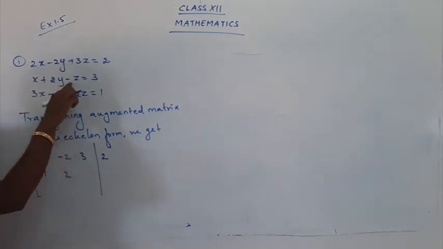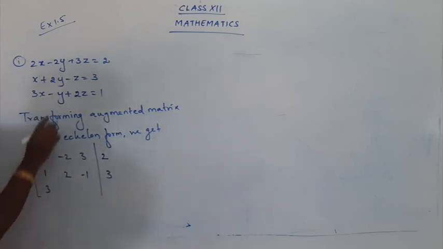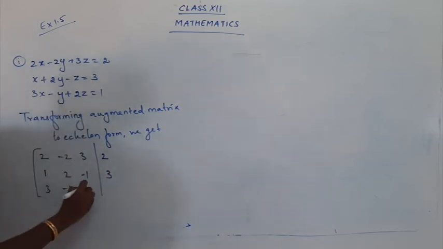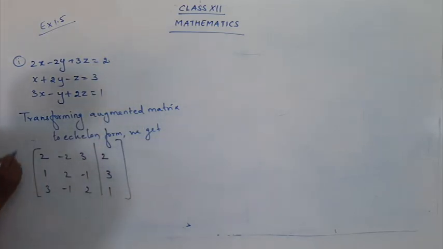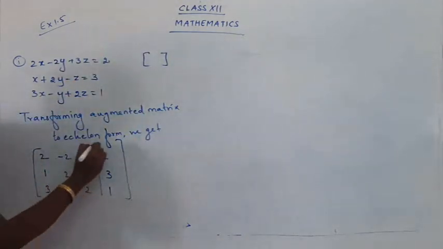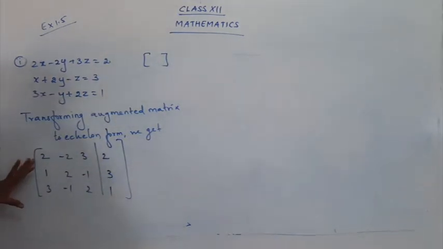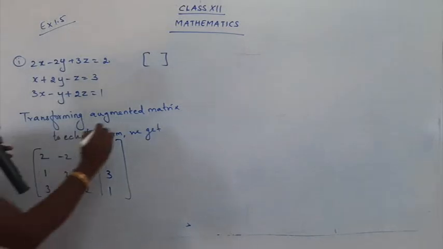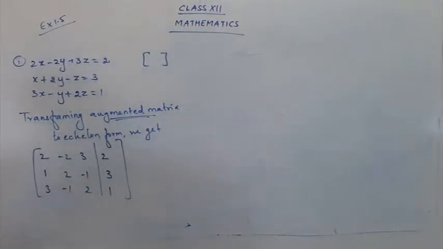1, 2, minus 1, 3, done. 3, minus 1, 2, and here 1. So this is a matrix presentation, and this type of presentation, with a break over here, is known as an augmented matrix. So we are going to transform the augmented matrix into echelon form.